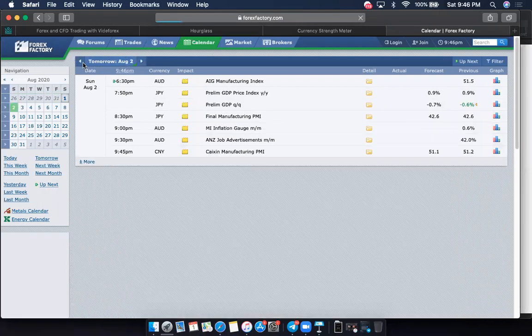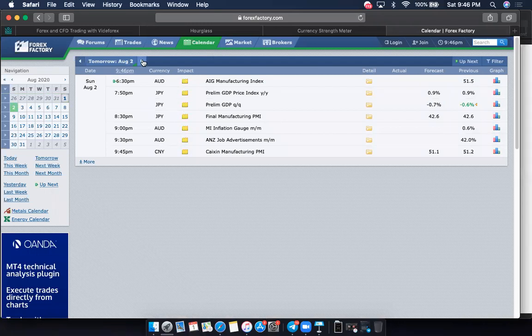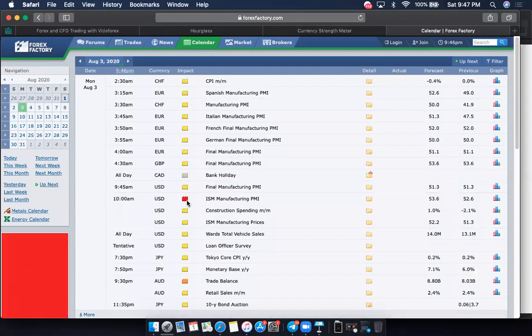All right, so Sunday, when the market opens up, all yellow folders. Monday, what you want to pay attention to are the red folders. The red folders are called high impact news. So that causes the market to move in a very volatile way. So all you're looking for on Forex Factory are red folders. So on Monday, at 10 a.m., we have a red folder on the US dollar.